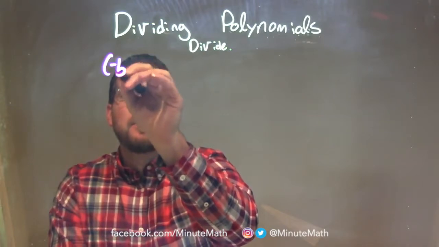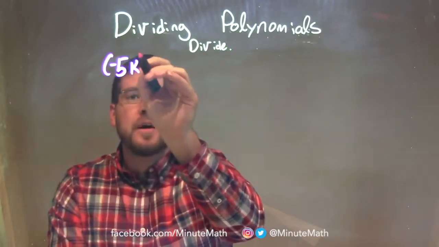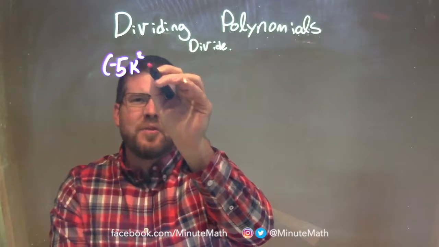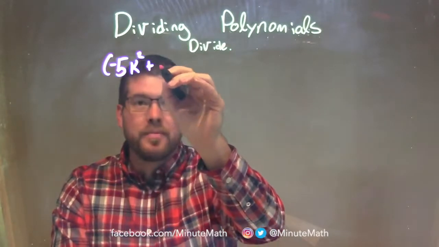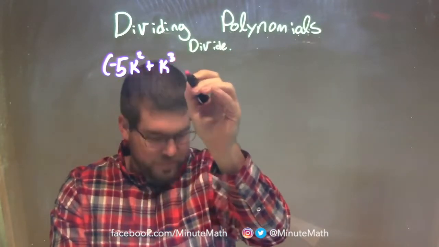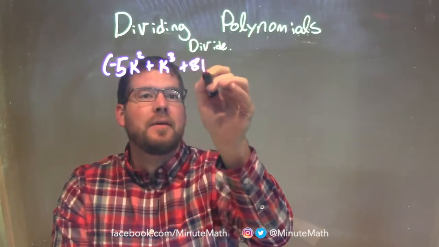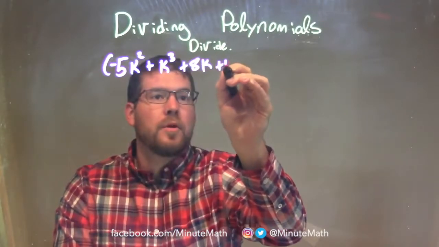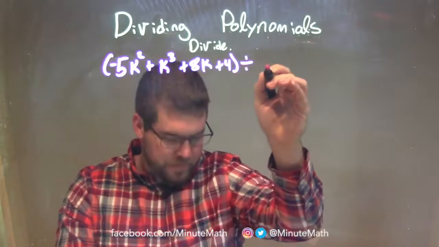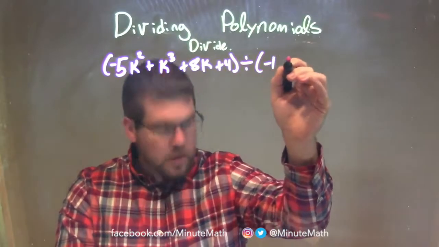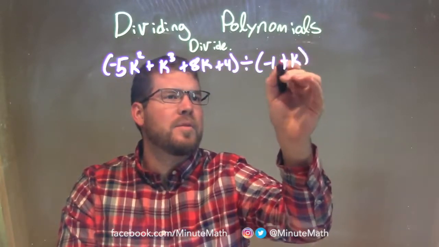Minus 5k squared. Sounds like Frankenstein. Big head there. Anyway. Plus k to the third, plus 8k, plus 4, divided by minus 1 plus k. It's a weird plus sign. What the heck am I doing?